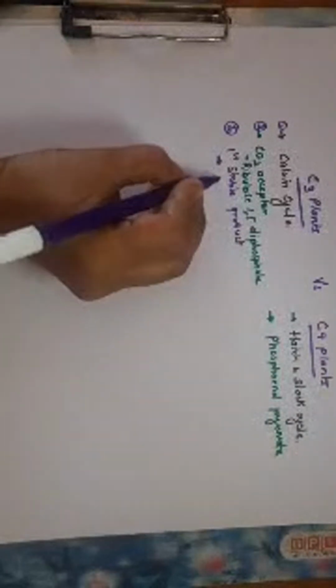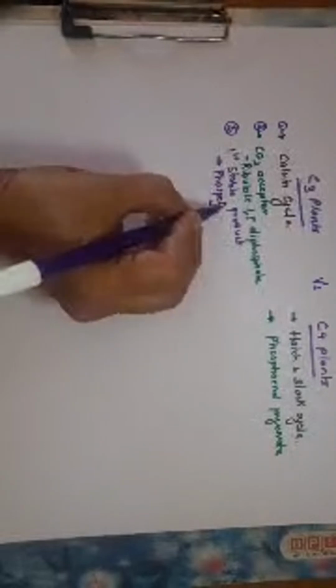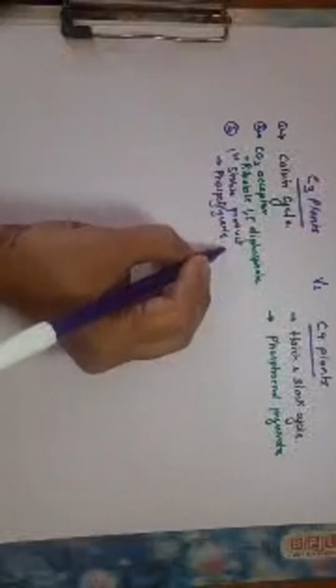The third difference between the C3 plants and the C4 plant is in terms of the first stable product. The first stable product in the C3 cycle is phosphoglyceric acid, that is also known as PGA, whereas in the C4 plant, the first stable product is oxaloacetate.